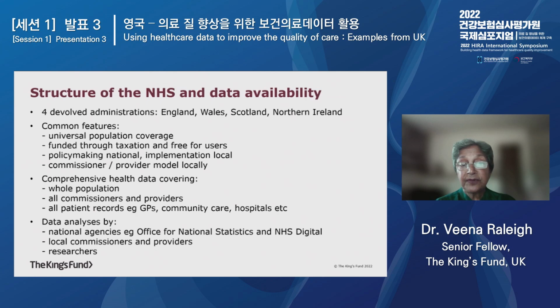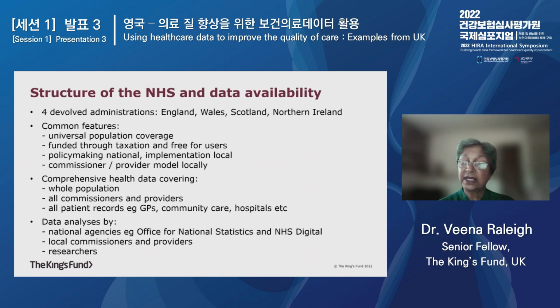The health service is funded through taxation, and it's free at the point of use for all users. So the vast bulk of the population of the UK is covered by a free national health service. Policy making is largely national at the level of the 4 countries, and implementation of healthcare delivery happens locally. We have a commissioner-provider model, which is that there are local health boards in each area, and they commission the healthcare services depending on the needs of their population. And the providers, that's the GPs and the hospitals and so on, provide the services.